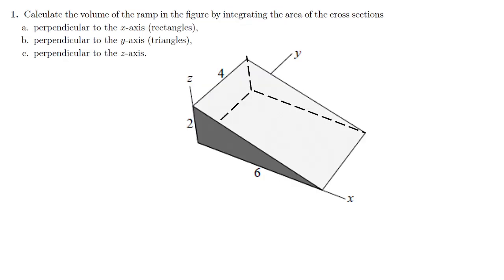Oh, you guys remember this problem right here? And all I'm going to ask you to do on the test is part A. So to save time, let's focus on part A. Calculate the volume of the ramp in the figure by integrating the area of the cross sections perpendicular to the x-axis. So the cross sections perpendicular to the x-axis would be rectangles. And, oh, I'm going to find the area before I even do this, aren't I? Isn't that a triangular prism right there?